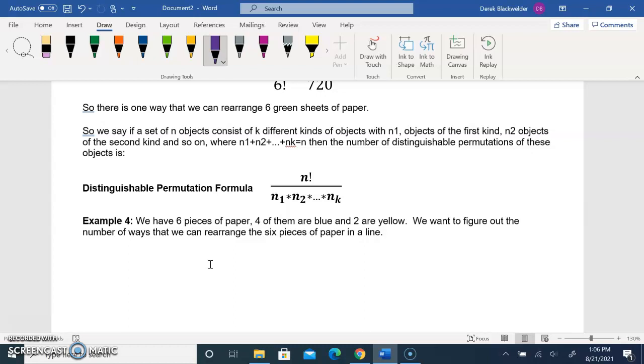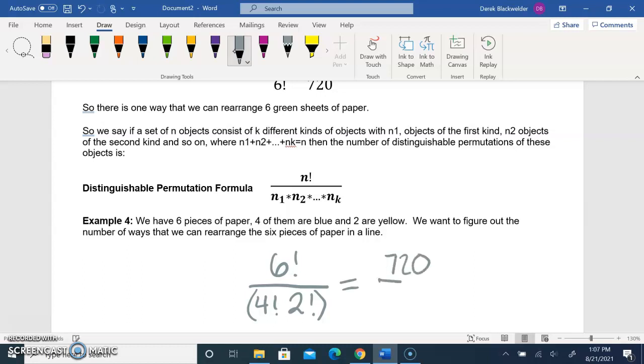So the way that we do that is we just take the total number of ways I can rearrange the paper, so that would be 6 factorial. Then I'm going to divide by all the ways I can rearrange the blue ones, so that would be 4 factorial. And then I'm going to divide by all the ways I can rearrange the yellow ones, which would be 2 factorial. Now I'm going to put parentheses around here because I know I want to do that operation first. And I already know what 6 factorial is because we did it up above. So that would be 720.